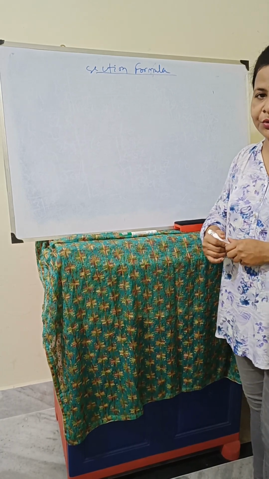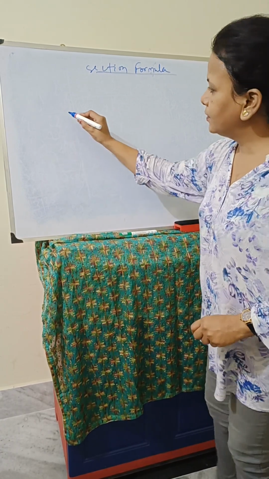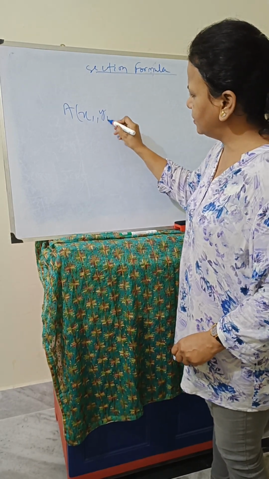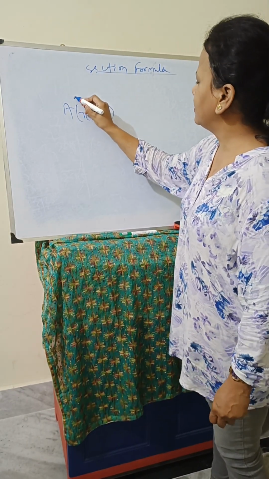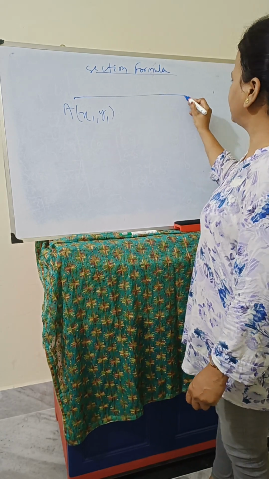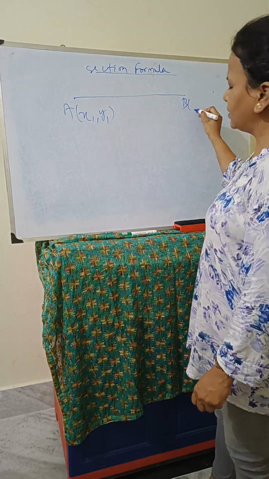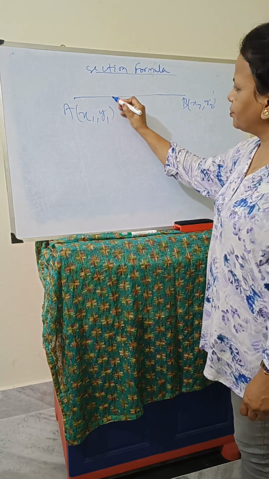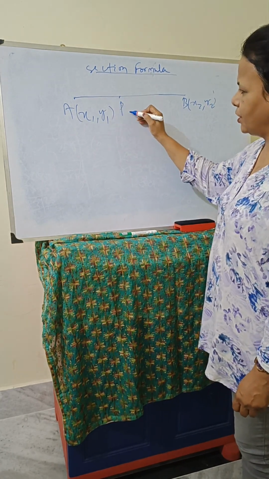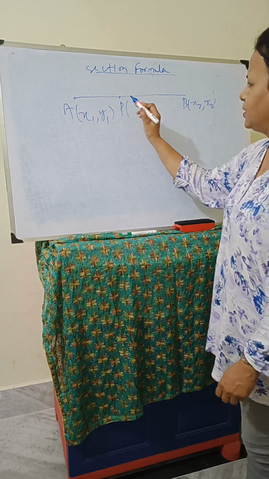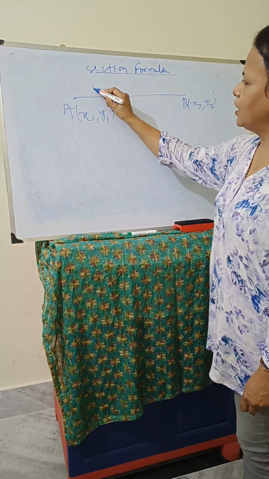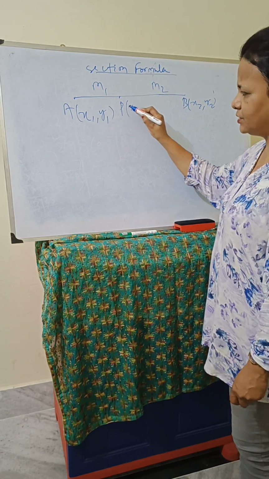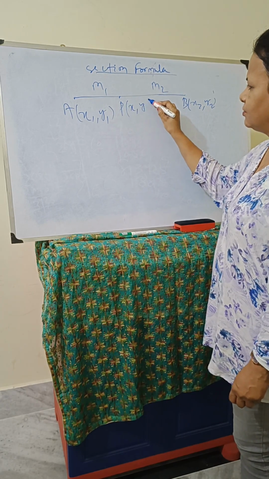Projection formula in coordinate geometry. Let's start. A with coordinates x1, y1, and another point is there, that is B with its coordinates x2 and y2. And suppose P is any other point which divides this AB in the ratio m1 is to m2, and the coordinates of P be x and y.